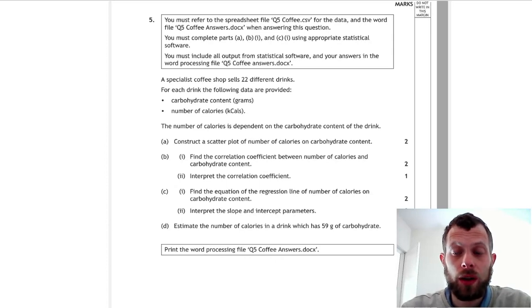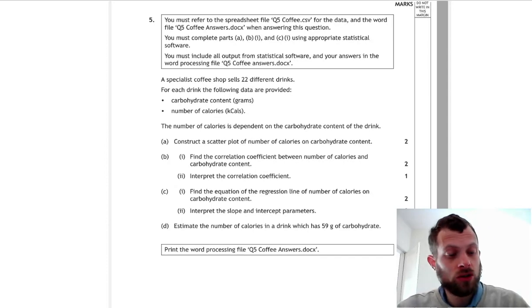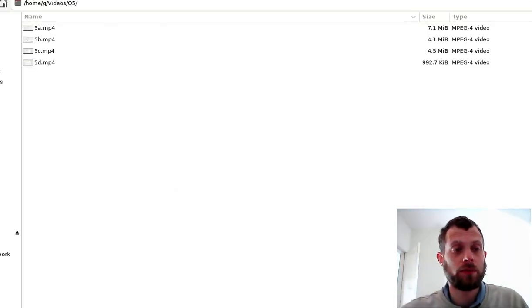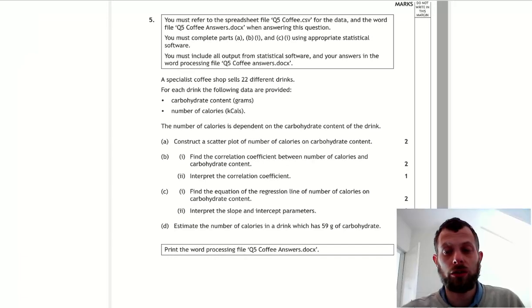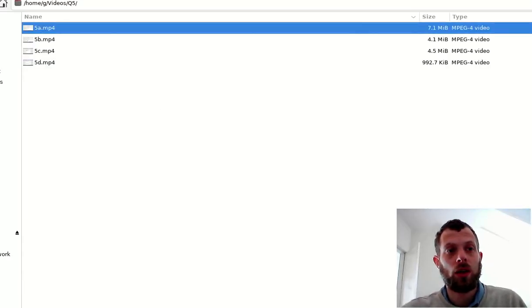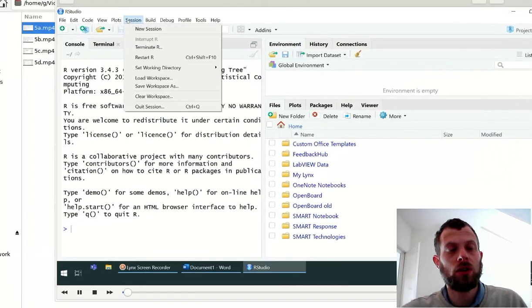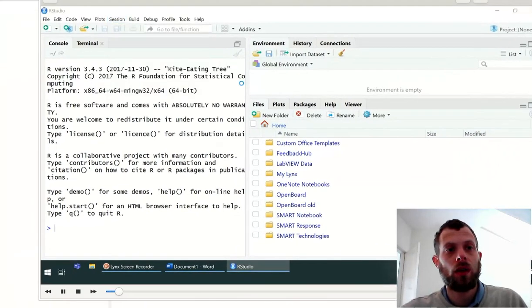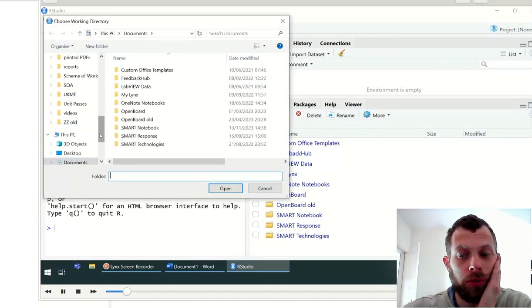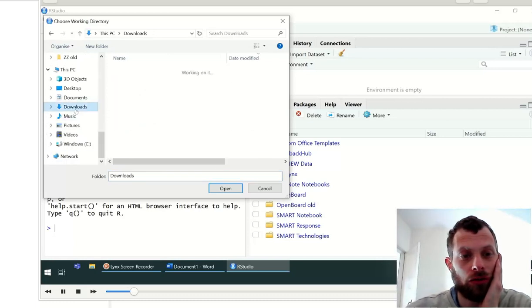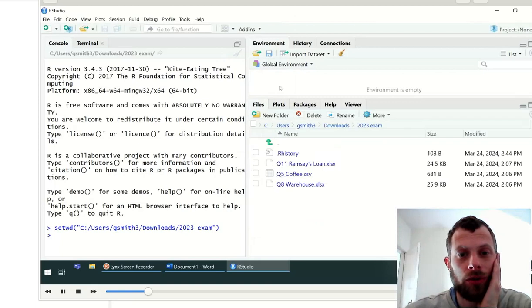This is an RStudio question. Question 5 uses RStudio to do a correlation and regression. Question A is asking us to make a scatter plot. So you will need to load up your data into RStudio, and when you open RStudio, set the working directory. Notice here there's no files visible, but you can see them in the Files tab.